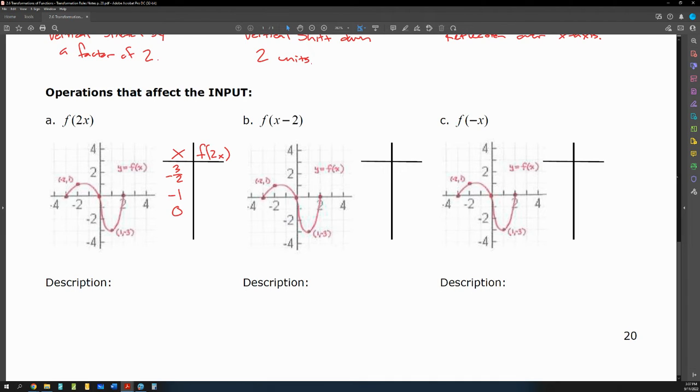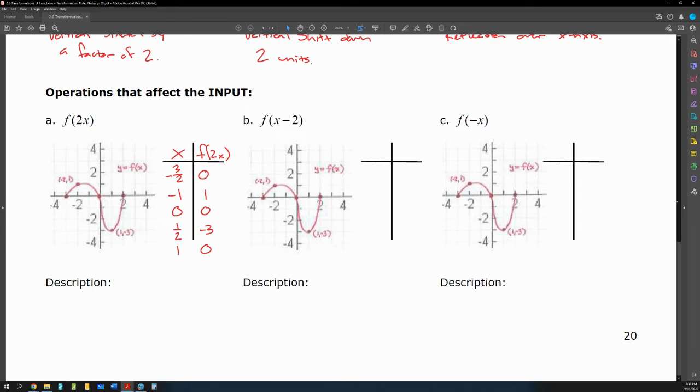And then we have 1. So what number do I have to double to get to 1 is 1/2. And then what number do I double to get to 2 is 1. So these are our new function inputs. All of our outputs are still the same. There's no other transformations to the output, so we still have the function outputs 0, 1, 0, -3, and 0.